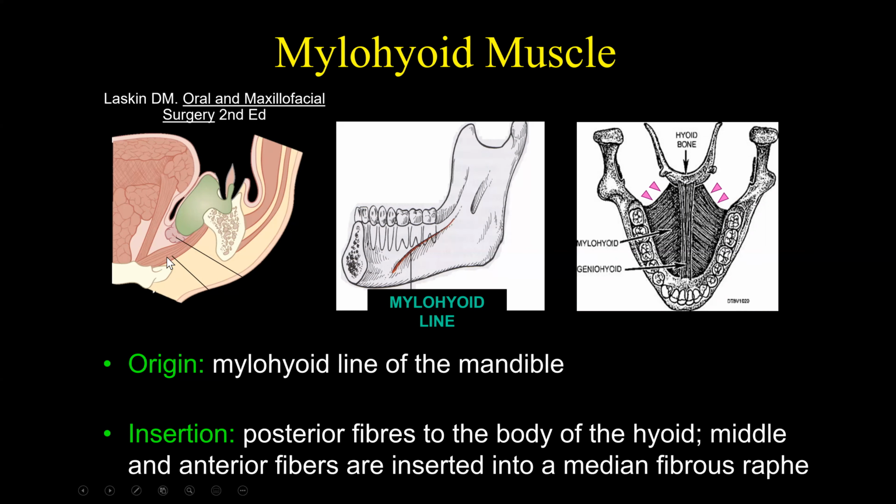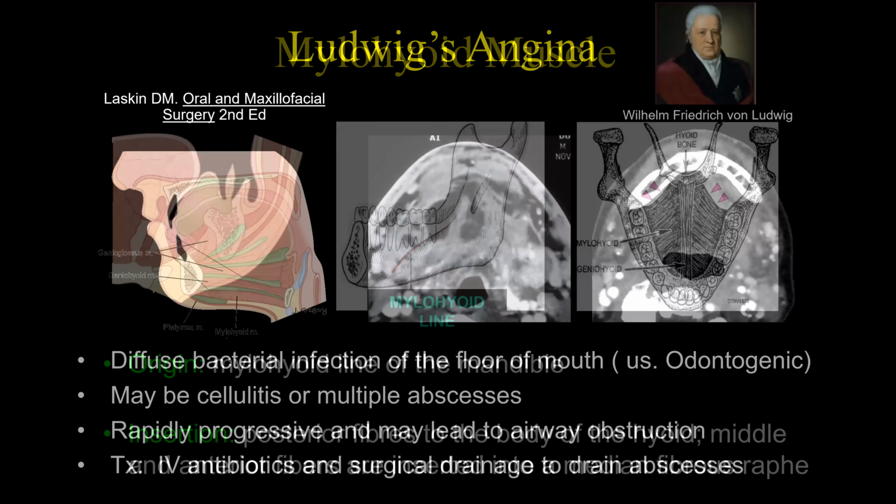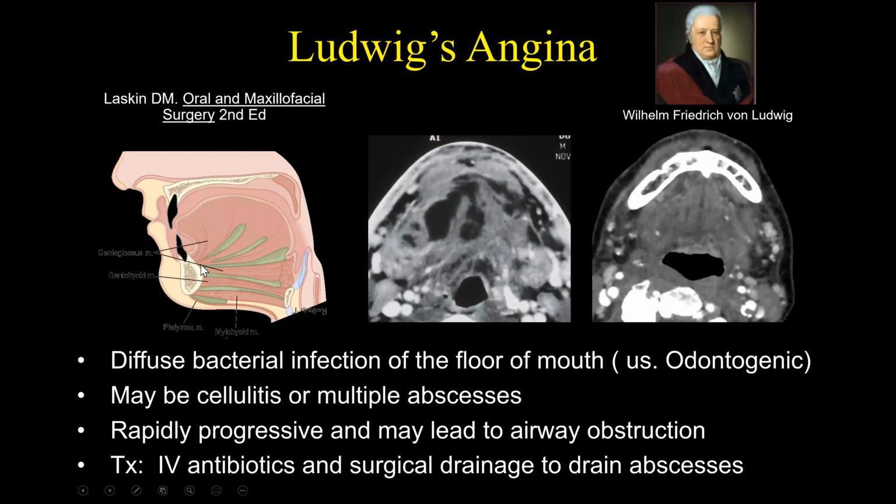This mylohyoid muscle is a very tight muscle, and it is the sling, if you will, of the floor of the mouth. And because of this tough muscle, it can prevent infections from extending inferiorly below the mylohyoid muscle into the sublingual space. So that's a good thing. But the bad thing is that because this muscle is so tough, in very severe infections it can redirect the infection to be localized within the floor of the mouth.